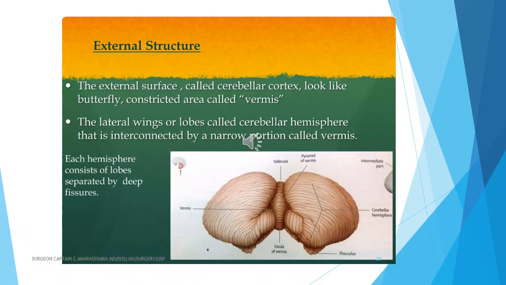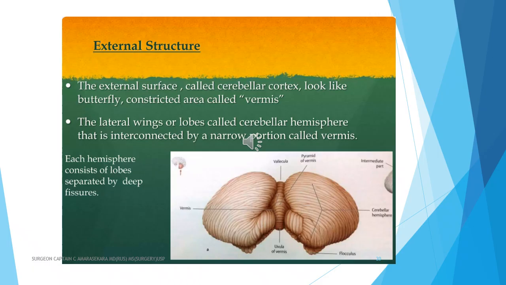Each hemisphere is organized into lobes. The anterior lobe receives spinal input important for posture and gait. The posterior lobe coordinates voluntary movement and fine motor control. The flocculonodular lobe integrates vestibular inputs, balance, and eye movement.